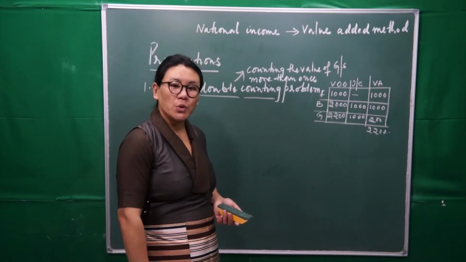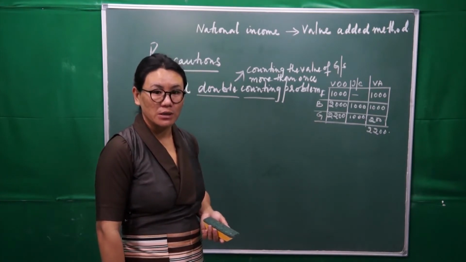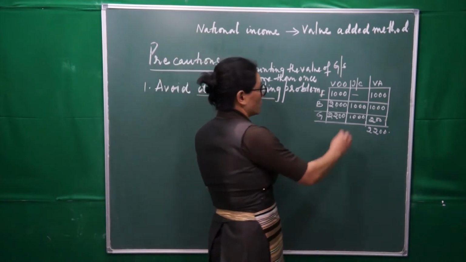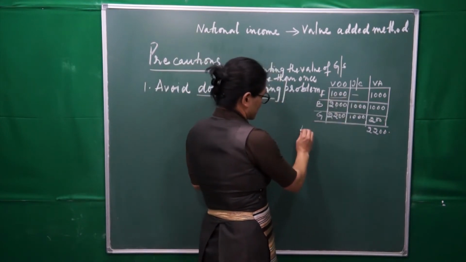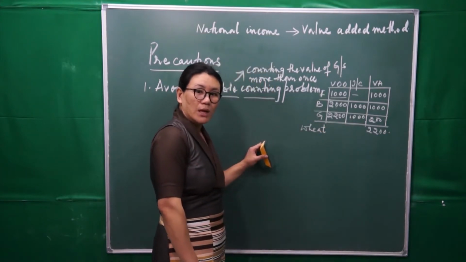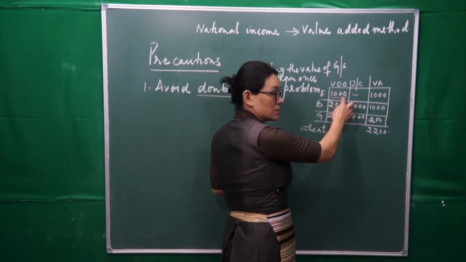Okay, so up to here the description is already done. Now I want to show double counting here. What is this double counting? We will take up only one example here. So see here, what is this? Wheat, right? The value of this output is 1000.